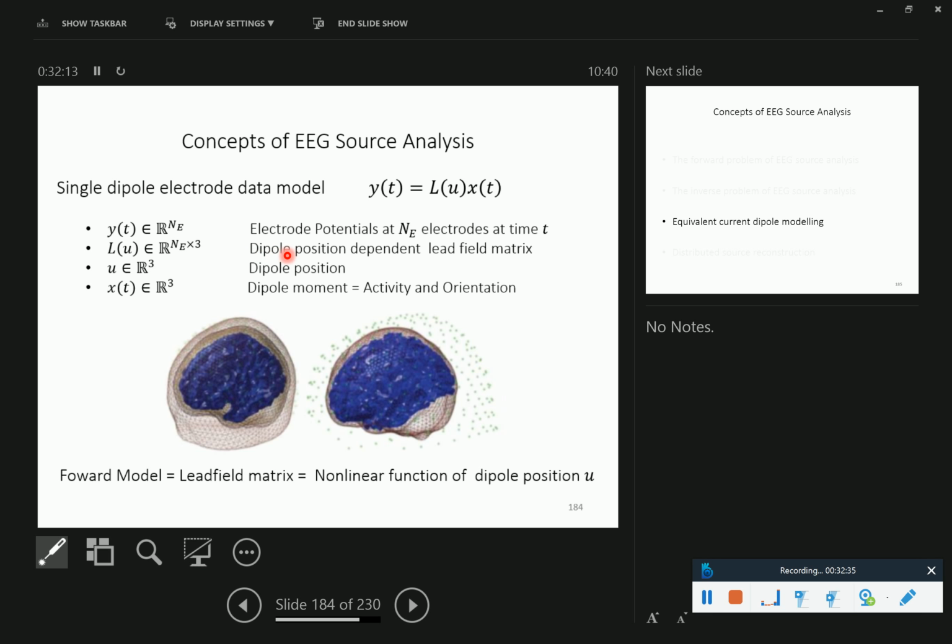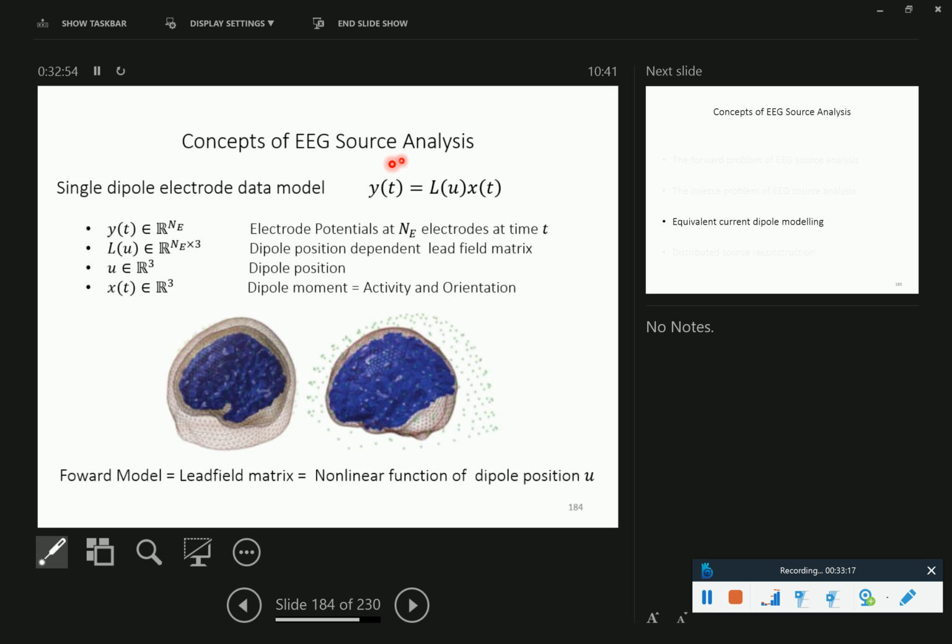And it's dependent on the dipole position. Yeah? So if you put the dipole somewhere else, how a certain dipole moment, which we'll see in a second, is projected to the electrode level changes based on the location. So if you have some dipole sitting in the brain where the cursor sits, you will have a different prediction at the scalp from when the dipole sits here. So this depends on the dipole position, U, and it's actually nonlinearly dependent on that.